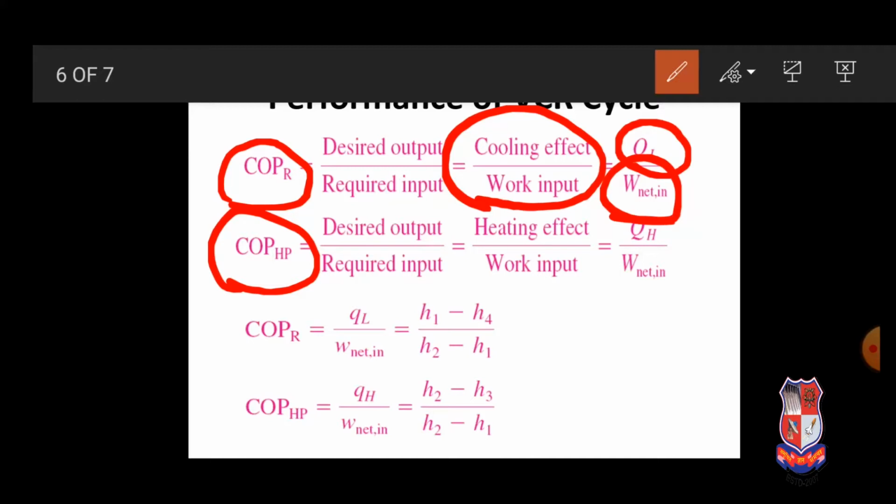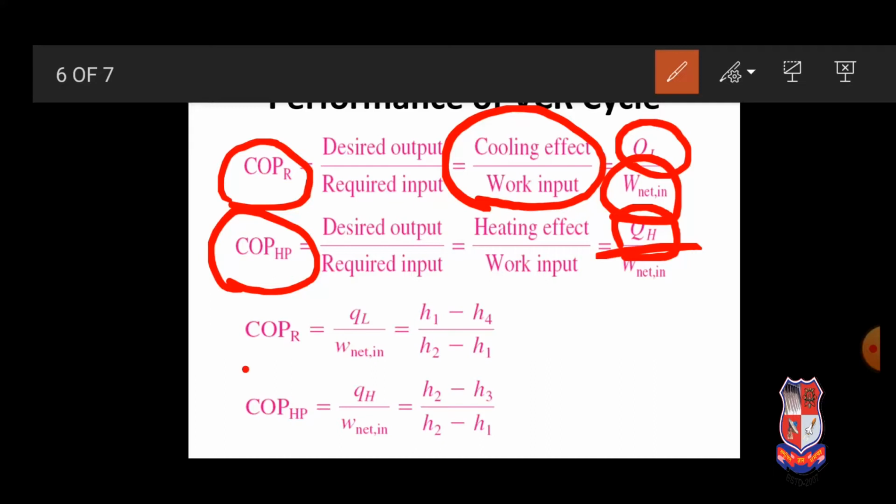If we consider the COP for the heat pump, the equation is heating effect divided by required compressor work. So at that time you consider QH divided by W net. Why do we consider QH? The heating effect is produced at the condenser side, and the condenser side is the higher side. So you consider the heat rejected at the higher side, QH, divided by the required compressor work.